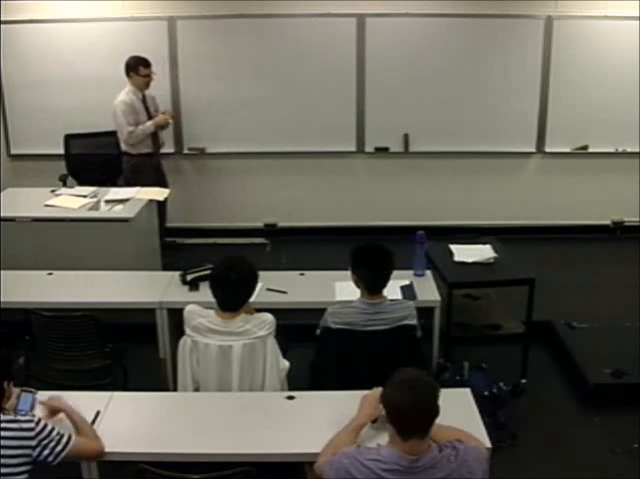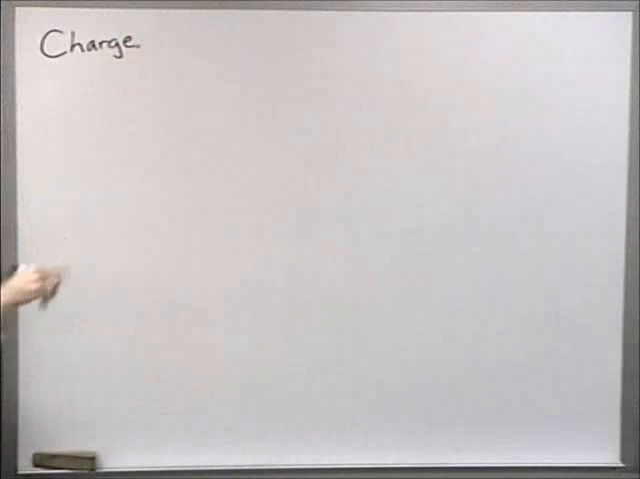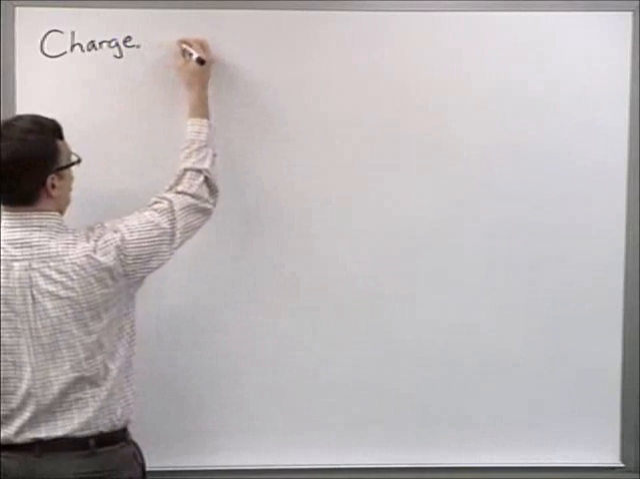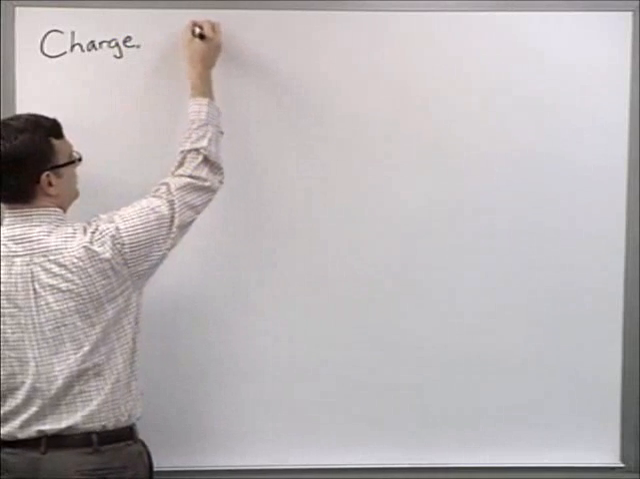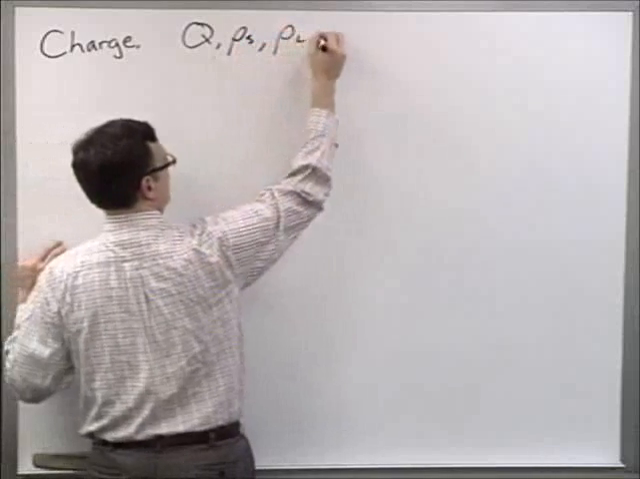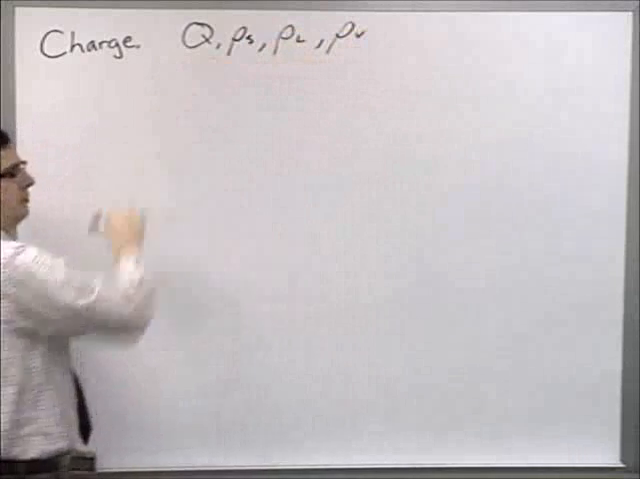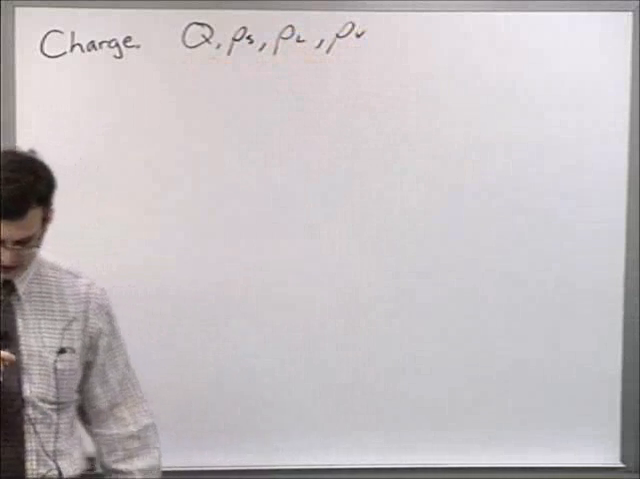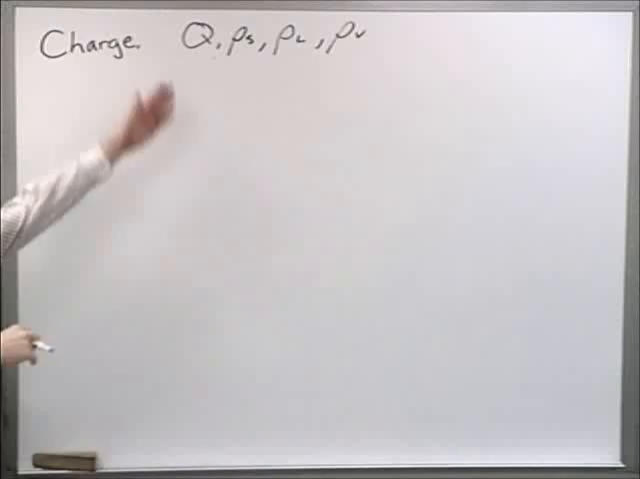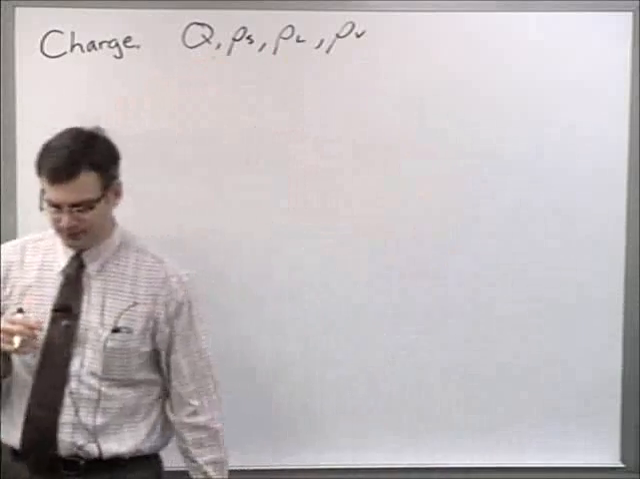Here's our arsenal, right? Let me start off with the fundamental quantities that we're studying. Charge, and we can represent that with Q or rho sub S or rho sub L or rho sub V. Lots of different ways. Volume, line, surface, or point charges. And those are always in coulombs, coulombs per meter squared, coulombs per meter cubed.